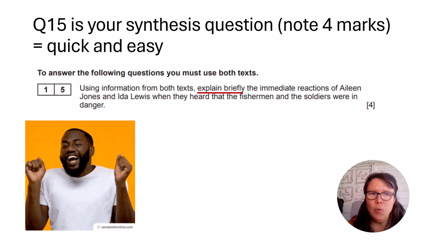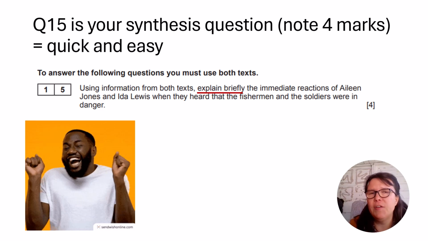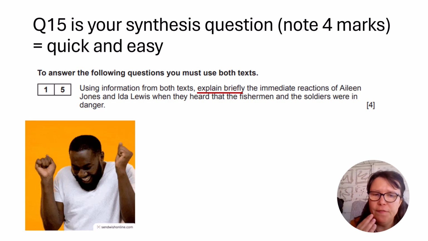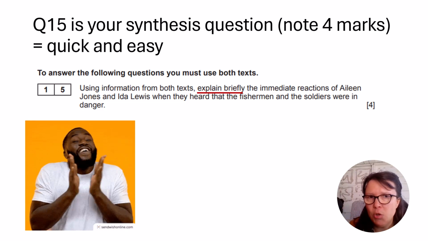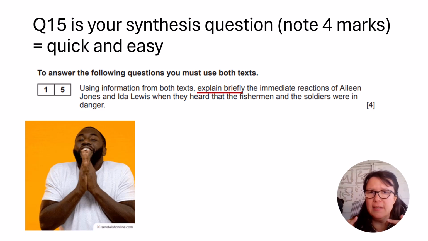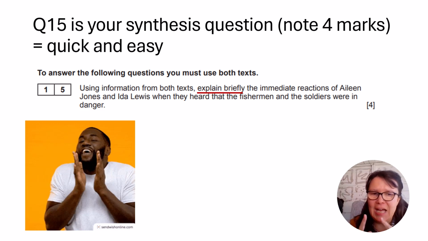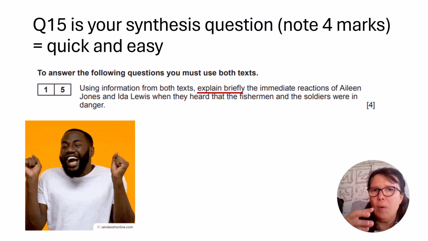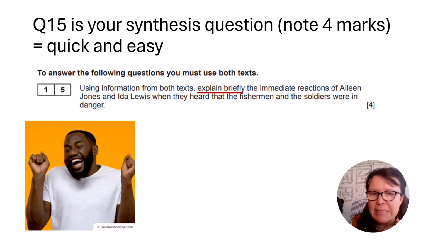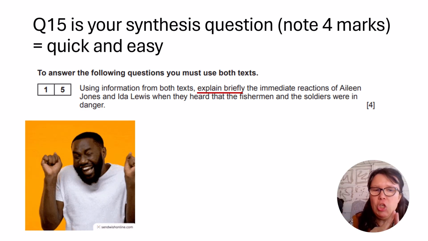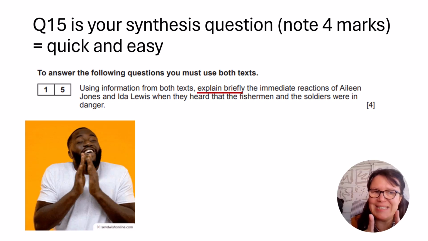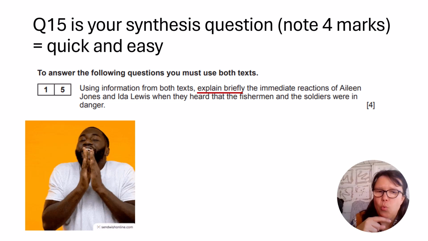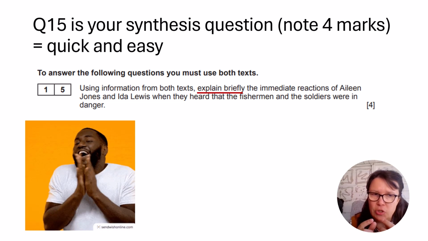So question 15 or question 5 is your synthesis question. Please note, it is only 4 marks. It is meant to be quick and easy. What synthesis means is selecting similar evidence from each of the two texts. So the question structure will be something like: using information from both texts, explain briefly, and then it will give you the thing that it wants you to look at in each of the two texts.